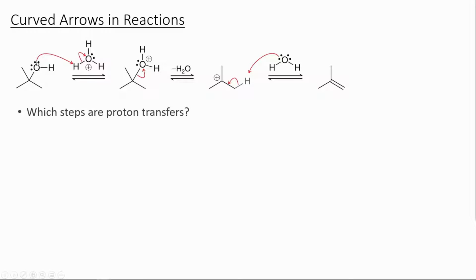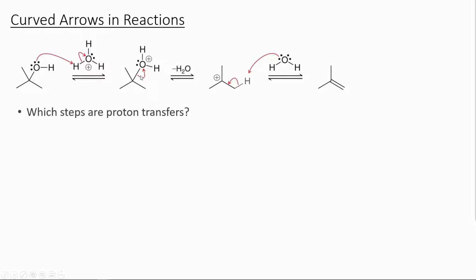So our first arrow, we have a lone pair. The electrons are forming a new bond with the proton. That would be a proton transfer, right? We have a bond being broken between the hydrogen and the oxygen. So the proton is being transferred from this oxygen to this oxygen. So this first step, proton transfer step.